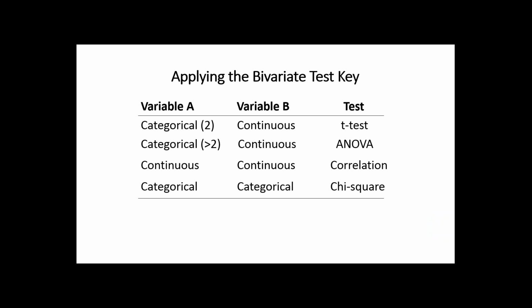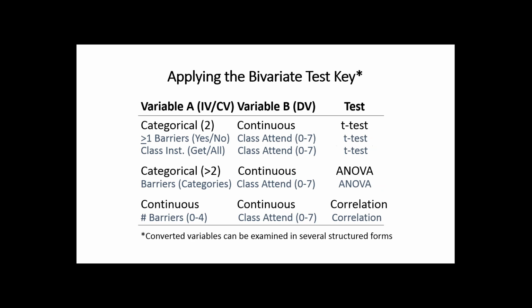Now, recall the bivariate test key. This is telling us what variables we need, A and B, what variables we need to combine, and then what test. We plug in the variables that we need to compare. If we made barriers into categorical yes or no, did the person report at least one barrier, and we're comparing that to class attendance from 0 to 7 days, we use a t-test, and the same thing with class instructor. Did they prefer, categorical 2, Miss Getline or Miss Albright, and then referenced against class attendance, a t-test?